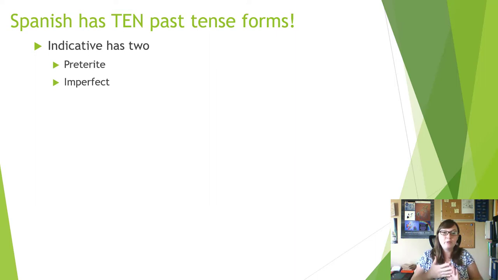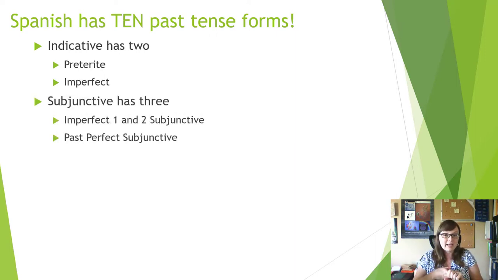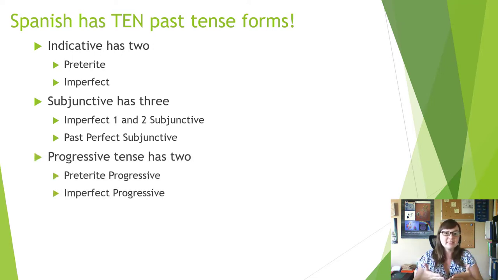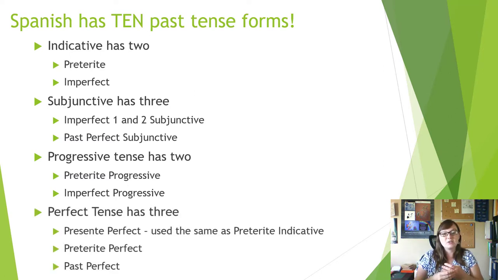So, indicative mood has two forms of past tense, the preterite and imperfect, and that's what we're going to be learning for the next few weeks. The subjunctive form also has past tense, imperfect 1 and 2, and the past perfect subjunctive. The progressive tense has two as well. So you know that fun estoy caminando you learned from Spanish 101, while the preterite and imperfect also have their own forms of progressive. And there are perfect tenses as well. So the present perfect is also used just like the past tense, so we'll learn more about that this semester. And then there's also preterite perfect and past perfect, which if you continue in Spanish, you will learn all about.